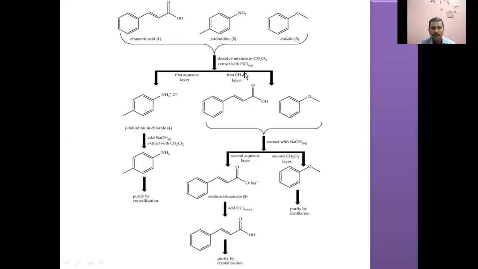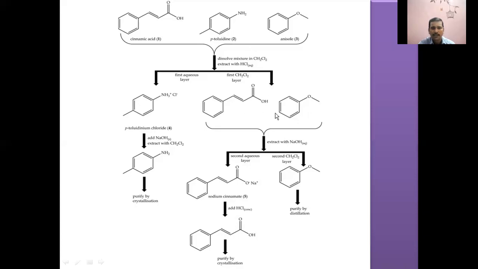So the only compound to react with hydrochloric acid is 4-methylaniline or paratoluidine. So paratoluidine will be converted into 4-methylanilinium chloride. So this is extractable to the aqueous layer. The first aqueous layer is containing paratoluidine in the protonated form. This is aqueous soluble. So you take the aqueous layer, release it from the separatory funnel, add NaOH to neutralize excess HCl and convert this protonated paratoluidine into paratoluidine, purified by crystallization. That's it. So paratoluidine is separated from these two compounds.